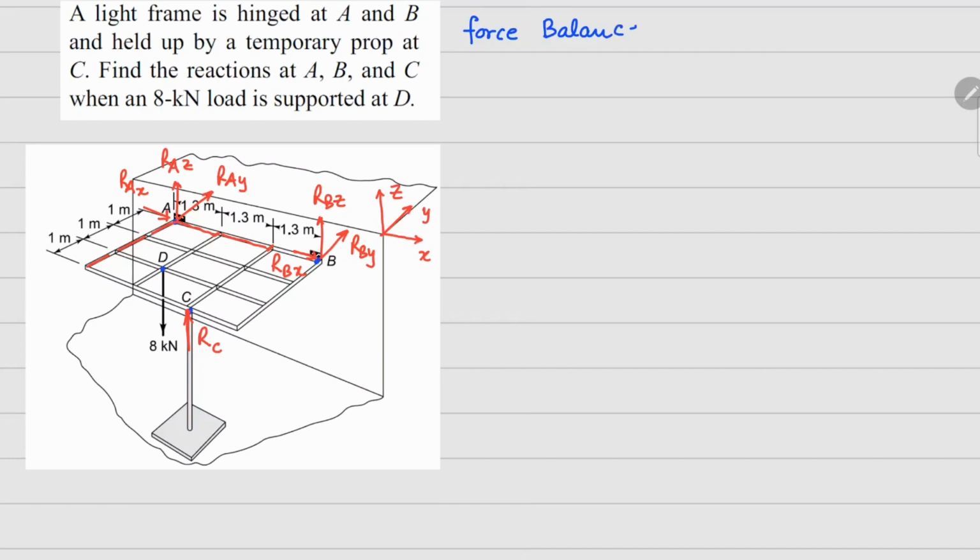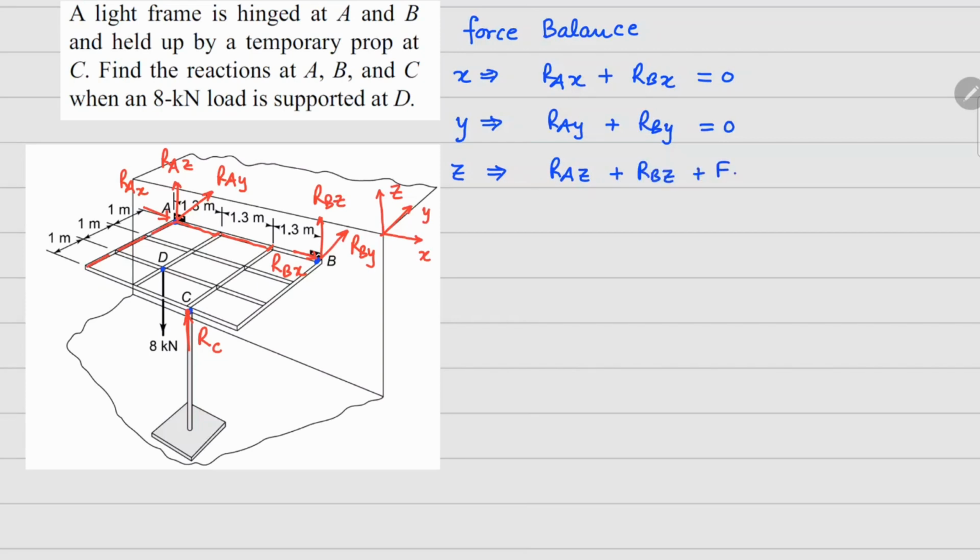and from X direction forces we can get RAX plus RBX equals 0. From Y force balance we get RAY plus RBY equals 0. From Z we get RAZ plus RBZ plus RC has to be equal to 8 kN. Now let's look at the moment balance, and for this purpose we will do it about point A.